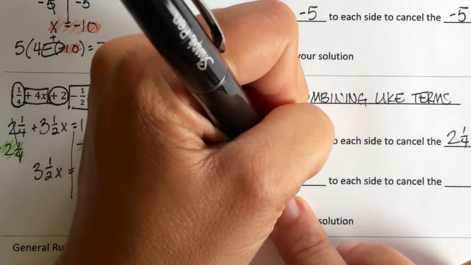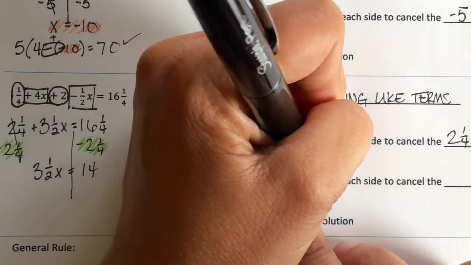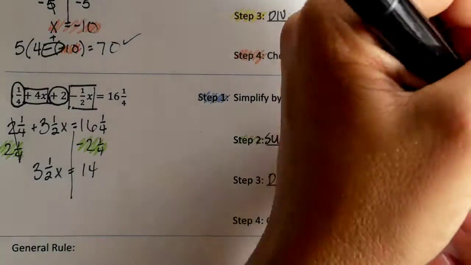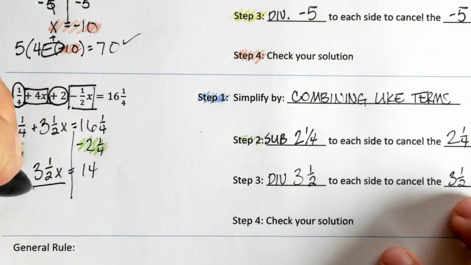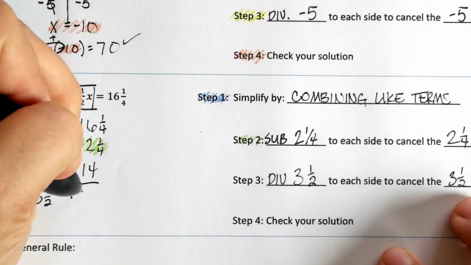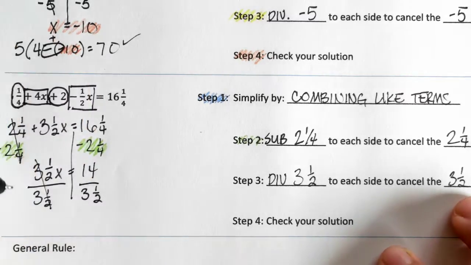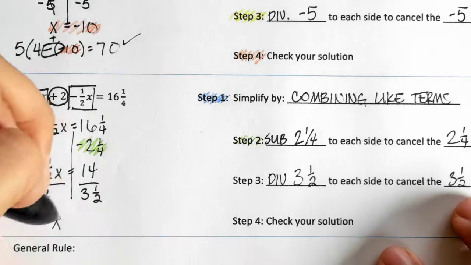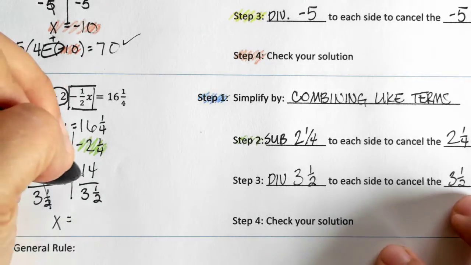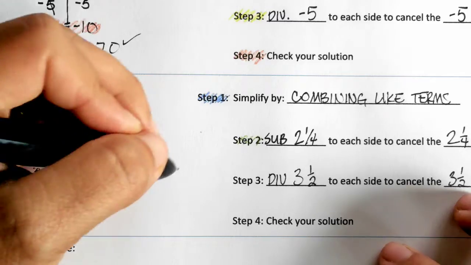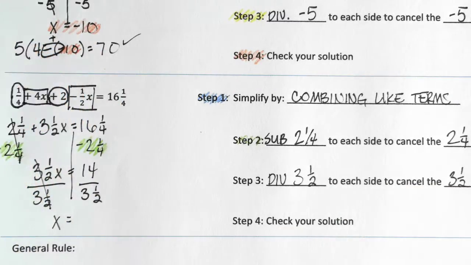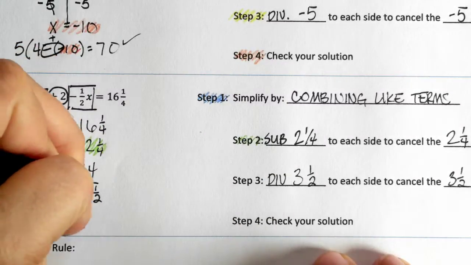Okay, in step 3, I need to divide by the number that's with the x. I need to divide 3 1/2. Divide by 3 1/2 each side to cancel out the 3 1/2. Divide by 3 1/2. Cancels that out, and I'm left with x. And I'm going to do this using a calculator here, or you could do it by writing it on here, but thinking about this as dividing it by, I got 14, and I'm going to divide it by 3.5, and I'm going to end up with 4. So x equals 4.